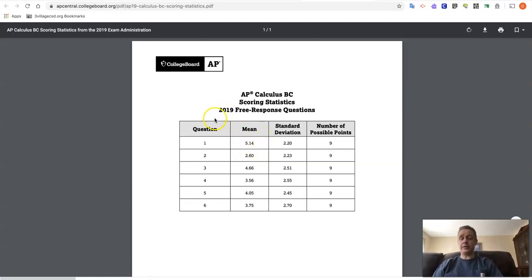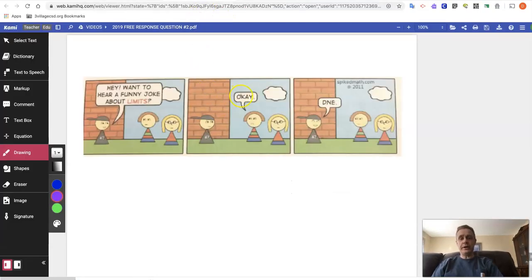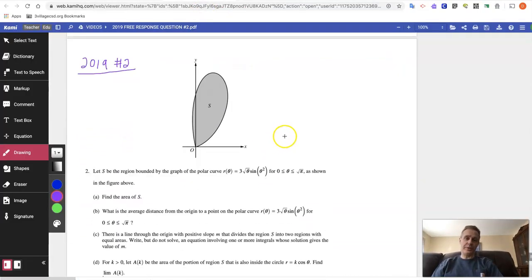And I want you guys to be aware that these mean scores are somewhat typical from year to year. So you're not necessarily expected to get perfect scores on these. You just want to try and do your best job on it. And you can see here, we're going to look at question number 2, which was the polar question. And unfortunately, that was the lowest mean score out of all the questions. So you're not alone. No one really enjoys polar questions, and this one was a bit difficult from last year. So without any further ado, let's actually look at last year's polar question.